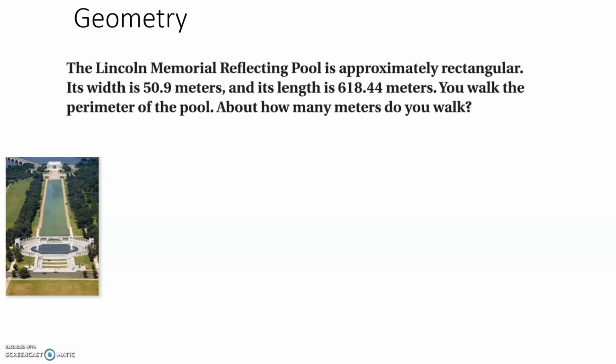approximately rectangular. It's not the best drawing, but you can see it spreads out a little bit, so that's why we say approximately rectangular. Its width is 50 and 9 tenths meters, and its length is 618 and 44 hundredths meters. If you walk the perimeter of the pool, about how many meters do you walk?